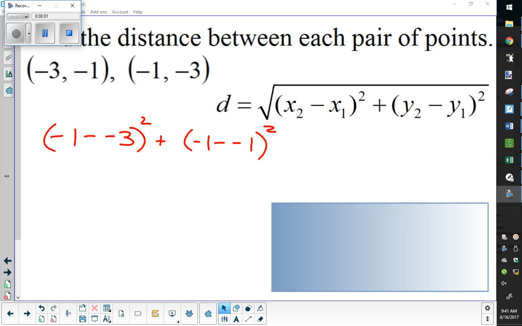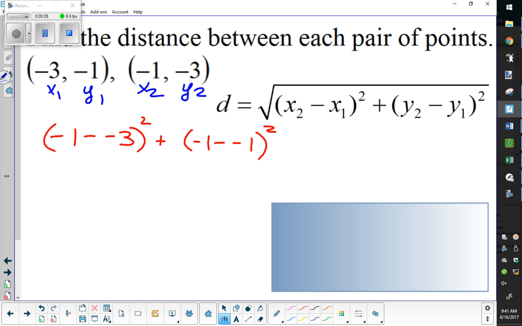All right, we are finding the distance between those pair of points. This is x sub 1, y sub 1, x sub 2, y sub 2. We're doing the distance formula, so x sub 2, negative 1, minus x sub 1, minus negative 3, minus a negative is plus. Y sub 2, which is negative 3, minus y sub 1, which is negative 1, so it's plus.